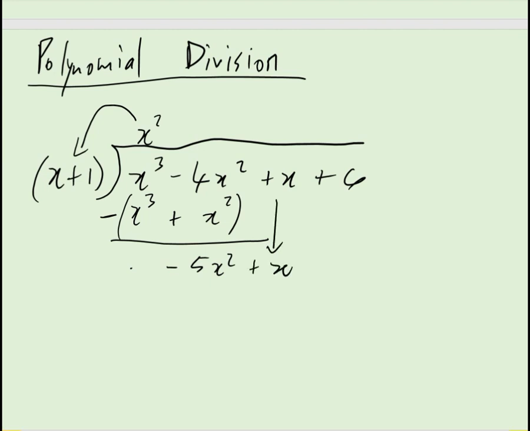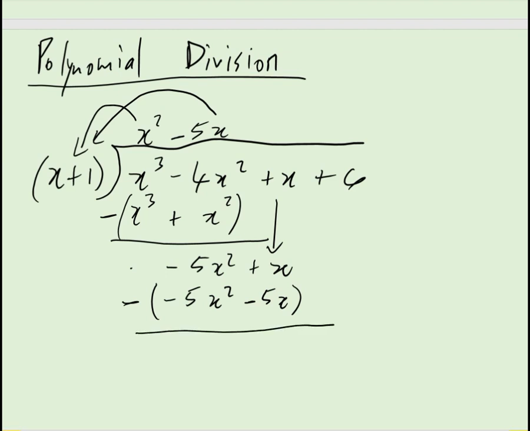X goes into negative 5x squared negative 5 times. Negative 5x times this factor gives us negative 5x squared minus 5x, and then we're going to subtract this. So the negative 5x squared minus negative 5x squared is just 0. Positive 1x minus 5x is positive 6x. Now we bring down that term, we end up with 6x plus 6.